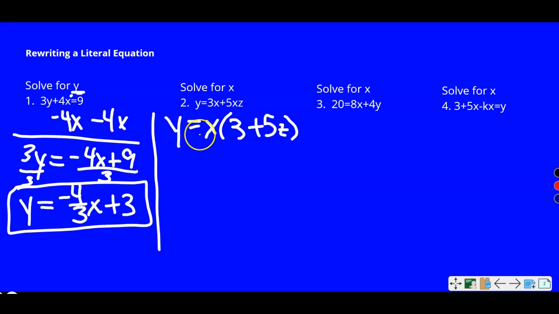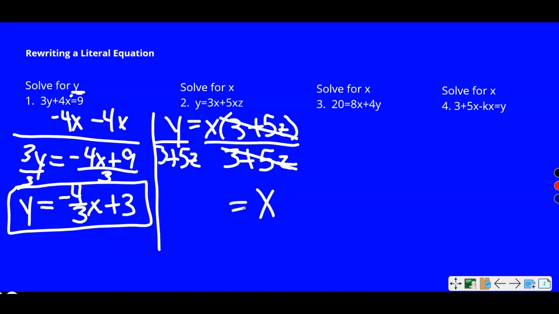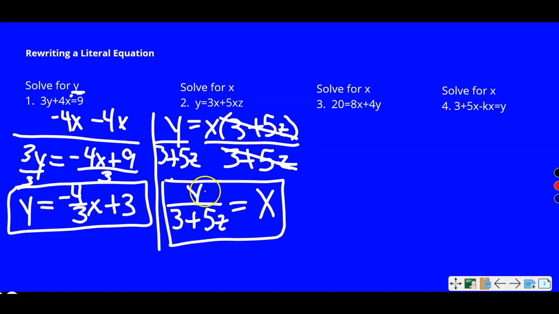Now we have x times this expression, so we can divide by this expression on both sides. Remember, it's an equation, so you always do the same thing on both sides. Since this is divided by itself, it leaves just x. So x equals y over 3 plus 5z. Again, this is considered a literal equation because it has x, y, and z. It has 3 variables. Since it has 2 or more variables, it is considered a literal equation.